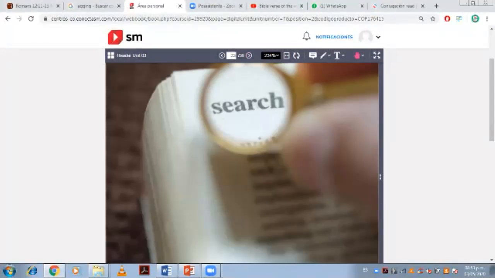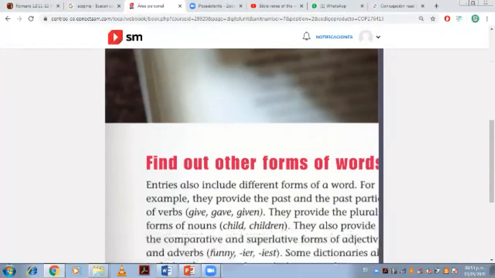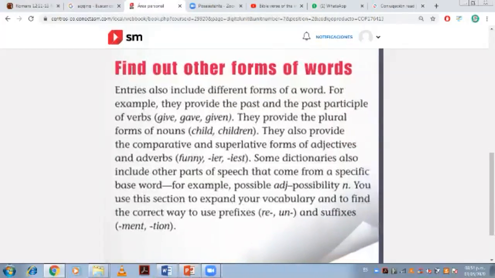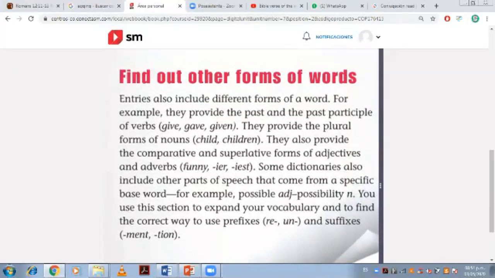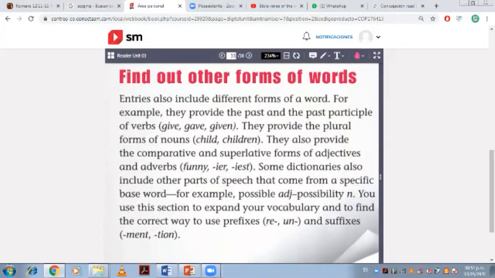Okay, let's continue with page 33. Find out other forms of words. Entries also include different forms of words. For example, they provide the past and the past participle of verbs: give, gave, given. They provide the plural forms of nouns: child, children. They also provide a comparative and superlative form of adjectives and adverbs.